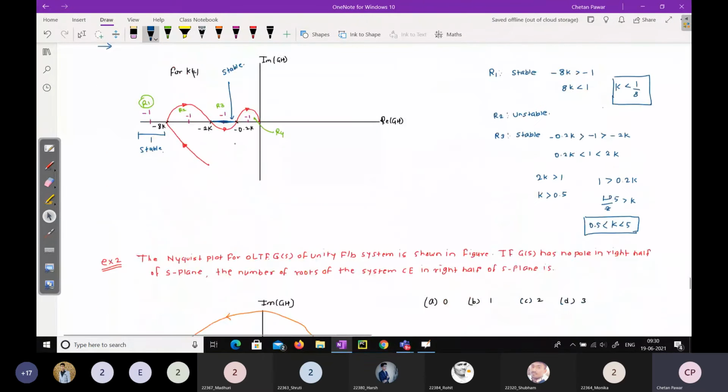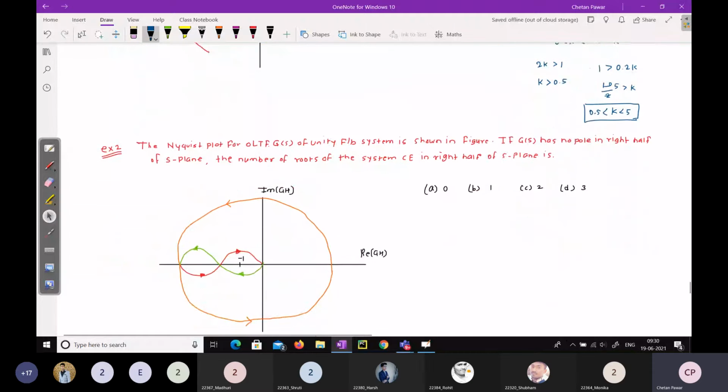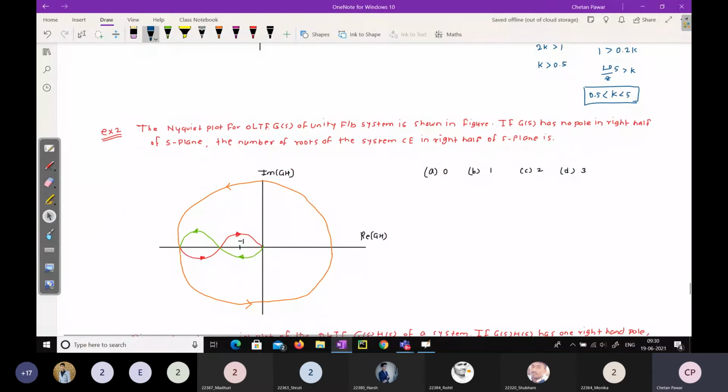Okay. So let us consider example number 2. Now you solve this problem. The Nyquist plot for the open loop transfer function G(s) of a unity feedback system is shown in the figure. If G(s) has no pole in the right half of the S-plane, the number of roots of the system characteristic equation in the right half of the S-plane is what? They have given the Nyquist plot for the open loop transfer function, and said that G(s) has no pole in the right half of the S-plane. So the number of open loop poles in the right hand side will be 0.